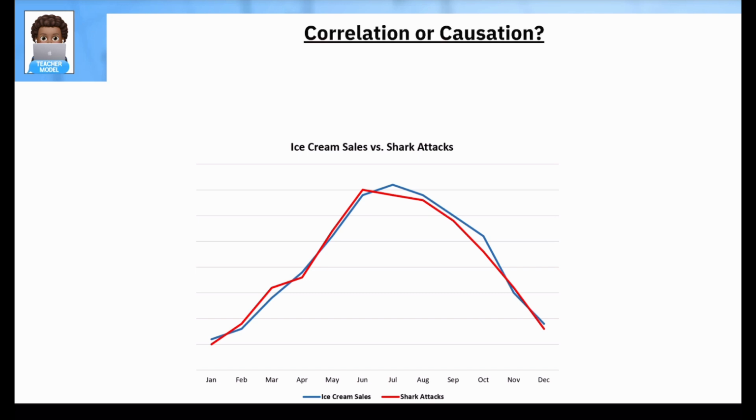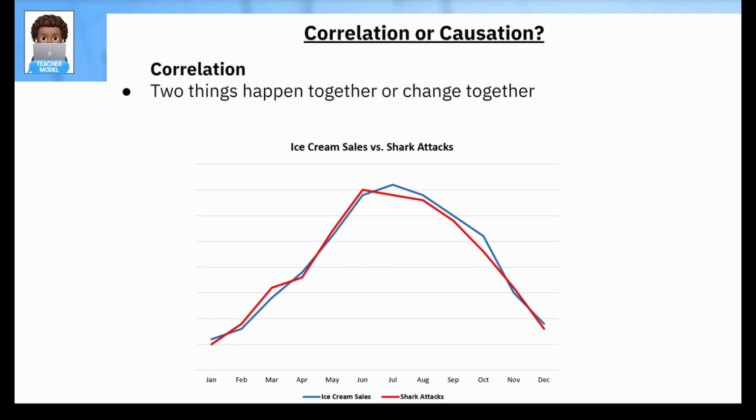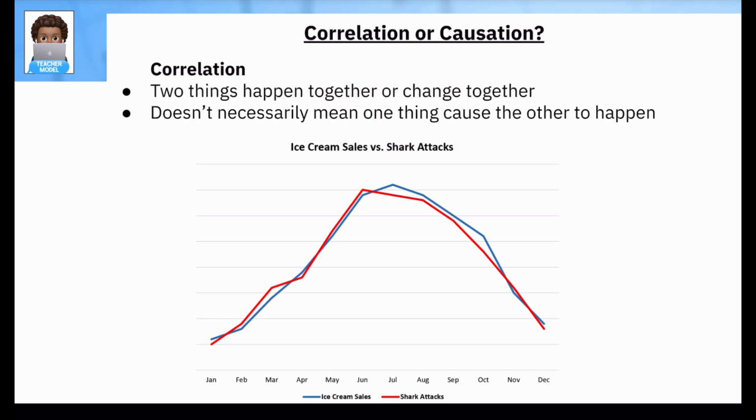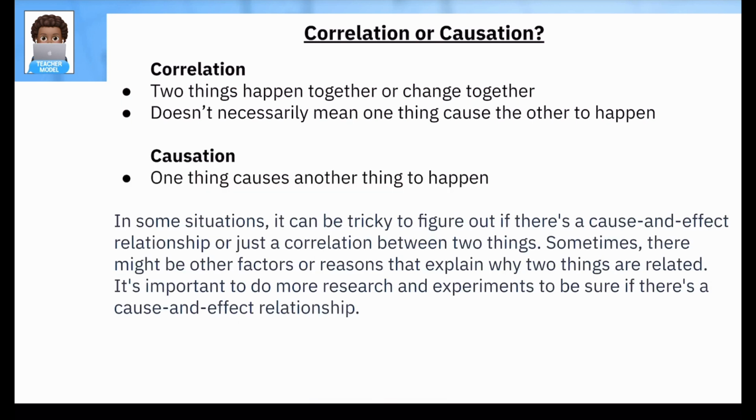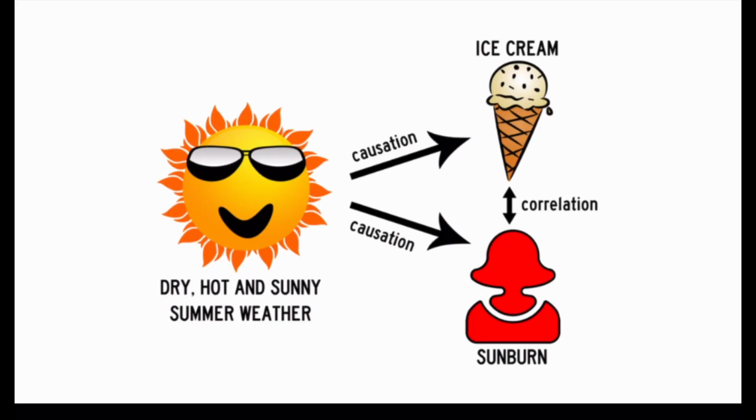So causation or correlation. Again, correlation just means two things happen together, doesn't necessarily mean that one thing causes the other one to happen. And causation just means that one thing directly causes it to happen. So this is really tricky, and that means we have to think a little bit harder and try to really explain why two things are related to each other. And it's really important sometimes to do that extra research and experiment to make sure that there actually is a cause and effect relationship and not just a coincidence, or they're kind of related but they're not directly causing one another. So let's take away the shark, for example, and make something less dramatic.